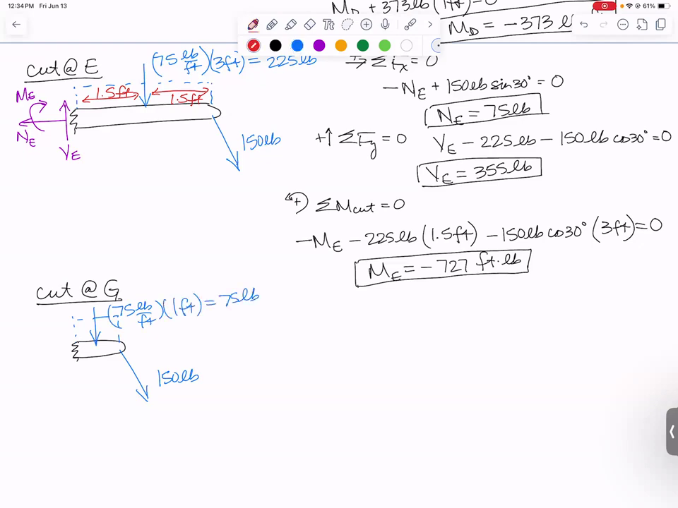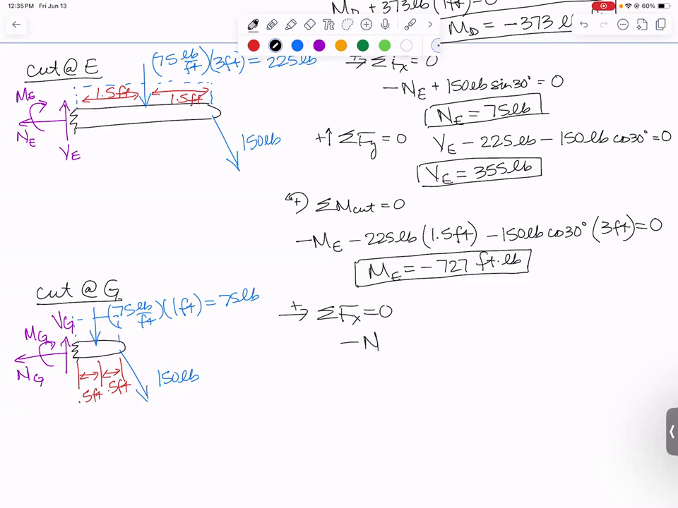And where's it going to act? It's at the middle of our 1 foot length. So we've got 0.5 feet and 0.5 feet. And then at our cut face, again, we're going to have the normal force at G, the shear force at G, and the bending moment at G. Every time you've got a free body diagram, it's because you're going to write equilibrium equations next. So let's do it. Sum of the forces in the X is 0.